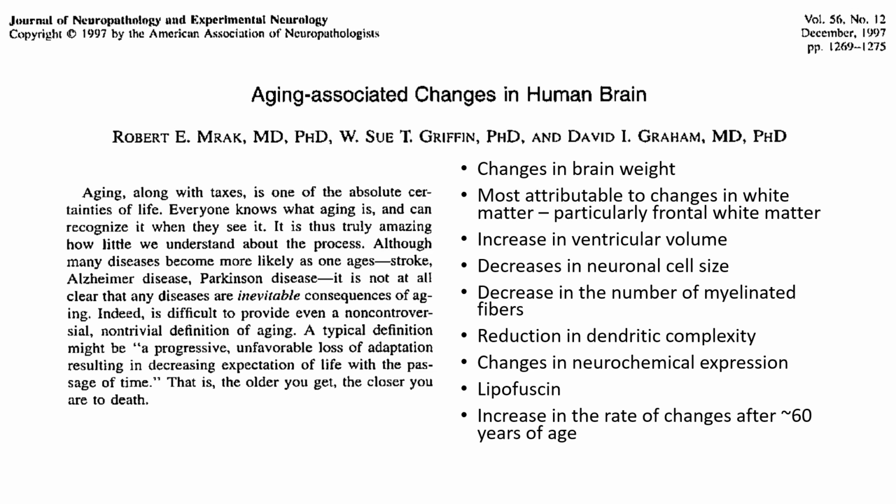The age-associated changes that they highlighted here included gross changes in brain weight, which were most attributable to changes in white matter, and particularly frontal white matter, increases in ventricular volume, decreases in neuronal cell size, decrease in the number of myelinated fibers, and reduction in dendritic complexity, as well as changes in neurochemical expression, lipofuscin or neuronal inclusions. And they also noted that there's an increase in the rate of changes after about 60 years of age.